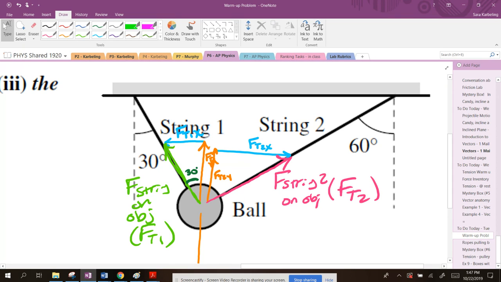So is there a 60-degree angle somewhere in this? Where's that 60 at? Right here as well, right? Okay. All right. What am I going to do with all this information, friends?